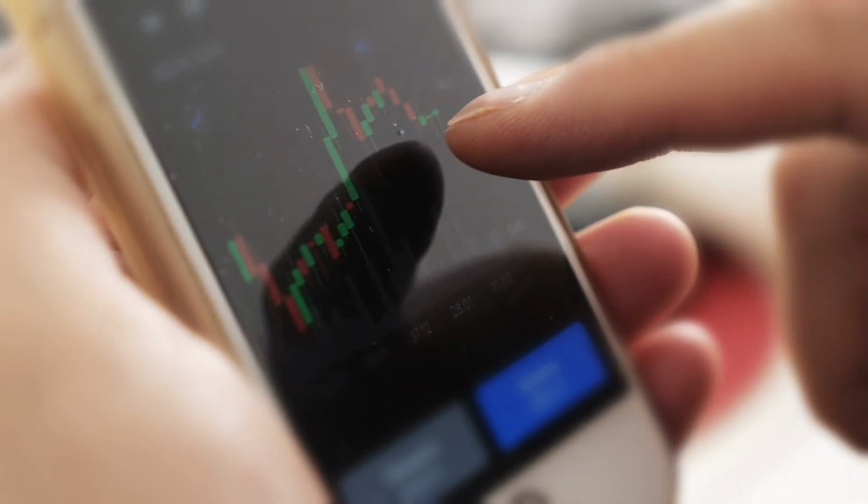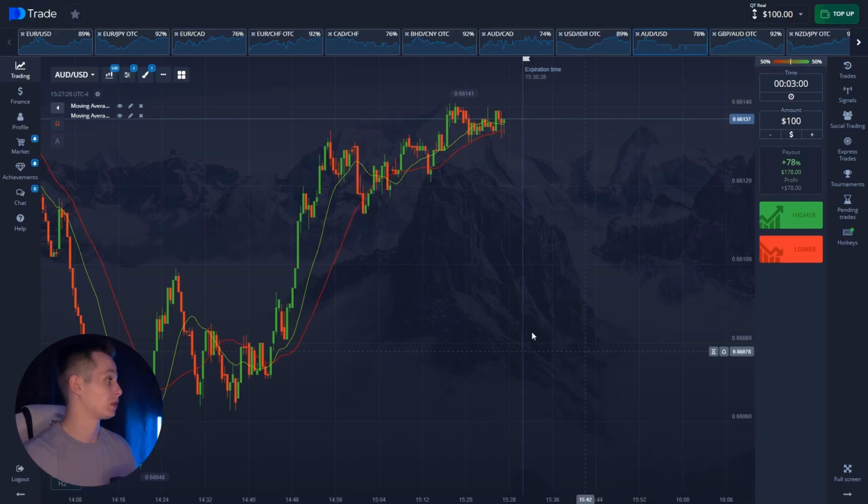Today I have prepared a strategy for you using two moving averages. So get comfortable and let's get started right away. So look, we are moving to the broker's platform. Here I have already set up two moving averages.